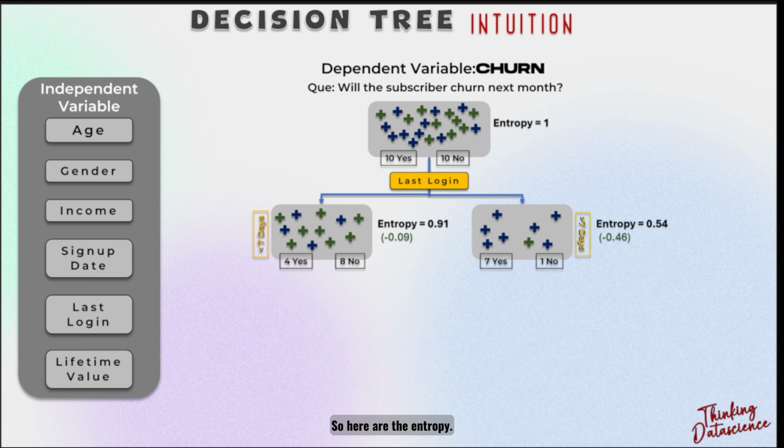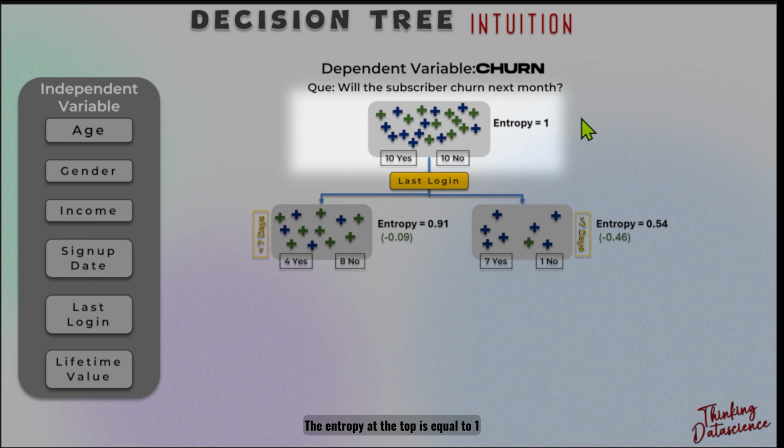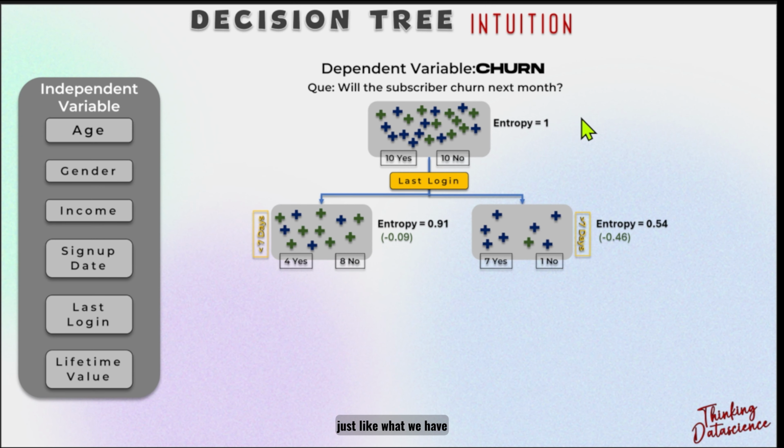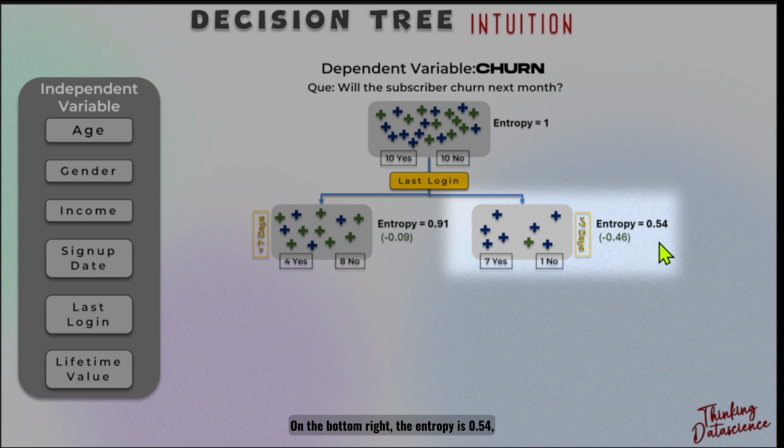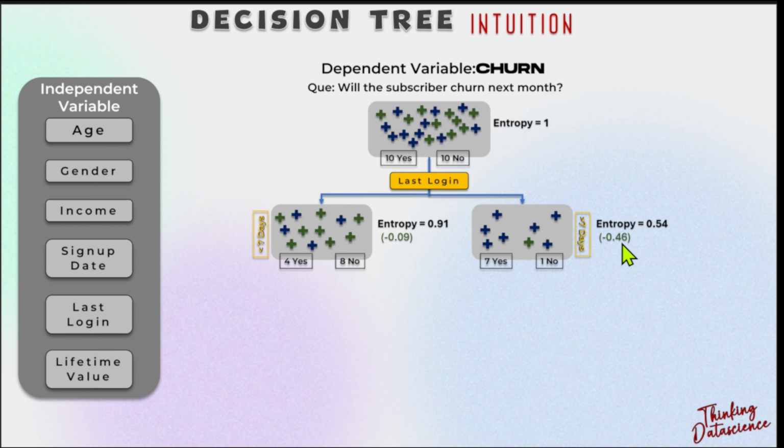So here are the entropies. The entropy at the top is equal to 1 because there was a 50-50 split in the class, just like what we observed in the curve. On the bottom right, the entropy is 0.54, indicating a decrease in entropy from its previous value of 1 down to 0.54. So there is a decrease of 0.46. This decrease in entropy signifies that we have gained a lot of information and certainty about the classes in this split, based on the rule that last login was greater than 7 days ago.